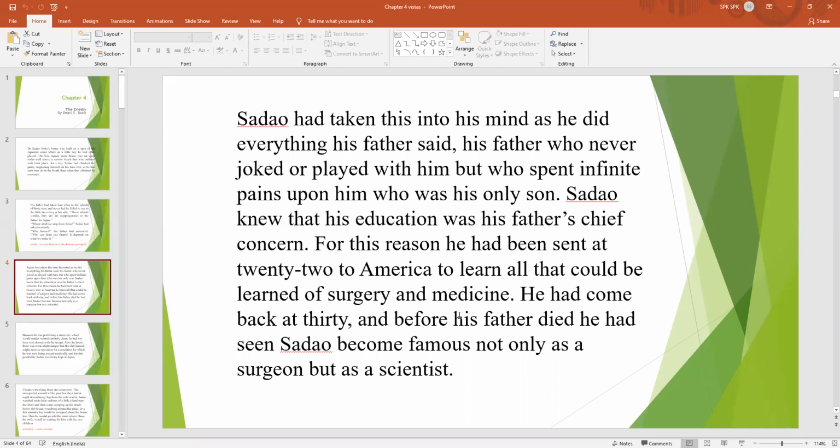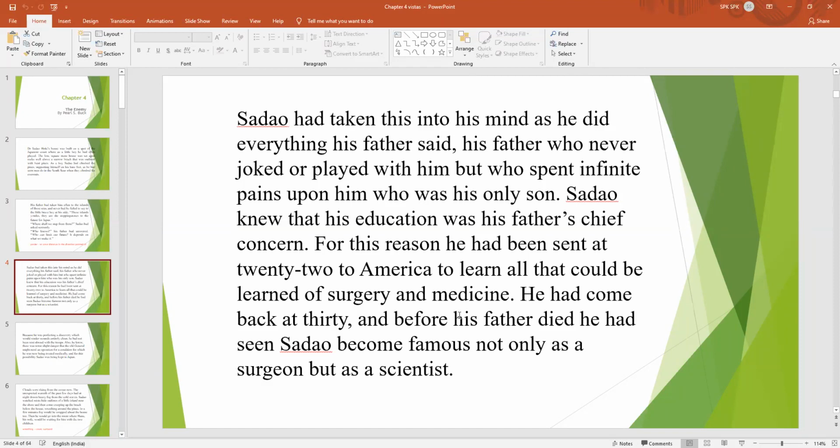Sudhir knew that his education was his father's chief concern. For this reason, he had been sent at 22 to America to learn all that could be learned of surgery and medicine. He had come back at 30, and before his father died, he had become famous not only as a surgeon but also as a scientist.